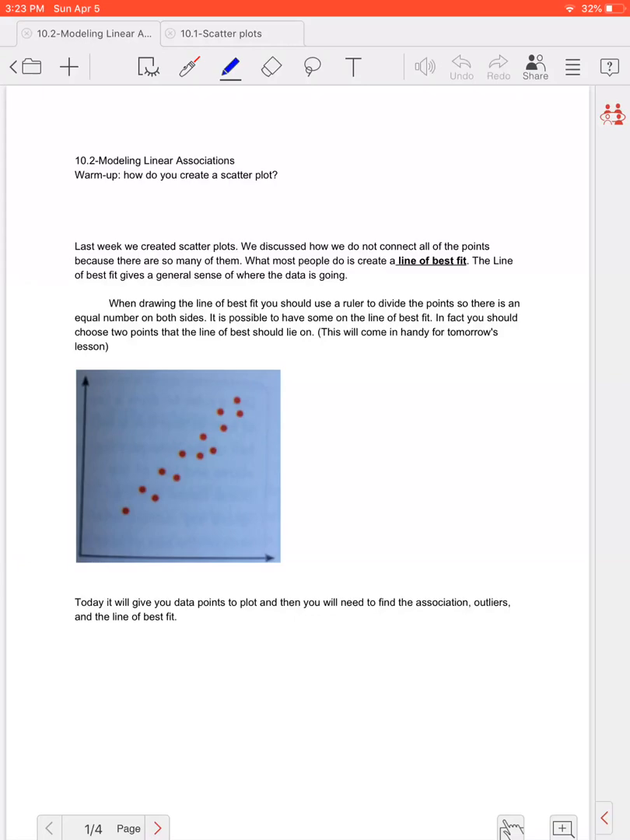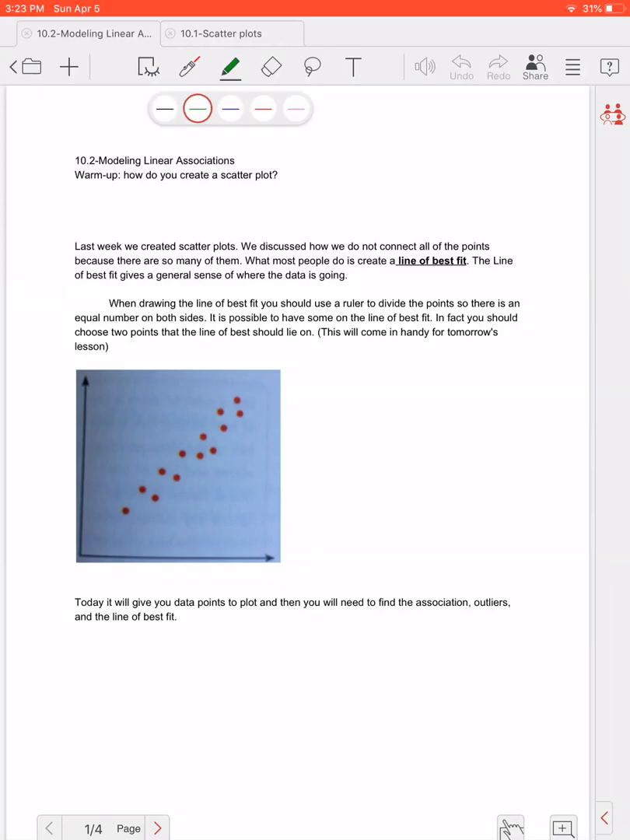So when drawing a line of best fit, you should use a ruler, some sort of straight edge. If you don't have a ruler at home, you could probably even use that protractor I sent home with you. Divide the points so there's an equal number on both sides of the line. We don't want a bunch of points on one side of the line instead of the other. You should pick two points that the line should lie on, and that'll come in handy for tomorrow.